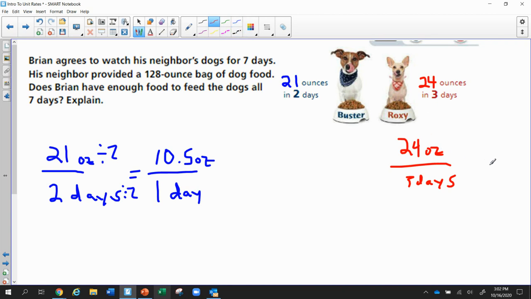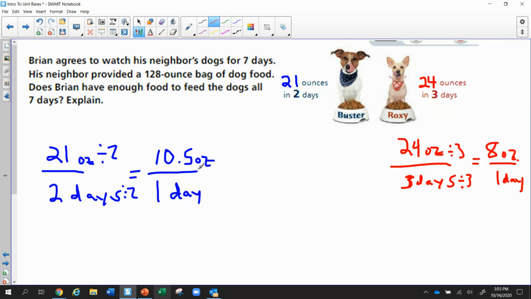Same thing I'm going to have to do over here for this dog. So 24 ounces I want for 1 day, but instead of dividing by 2, I'm going to divide by 3 because it was per 3 days. So 24 divided by 3 is 8 ounces for 1 day. So you can see right here who eats more per day.